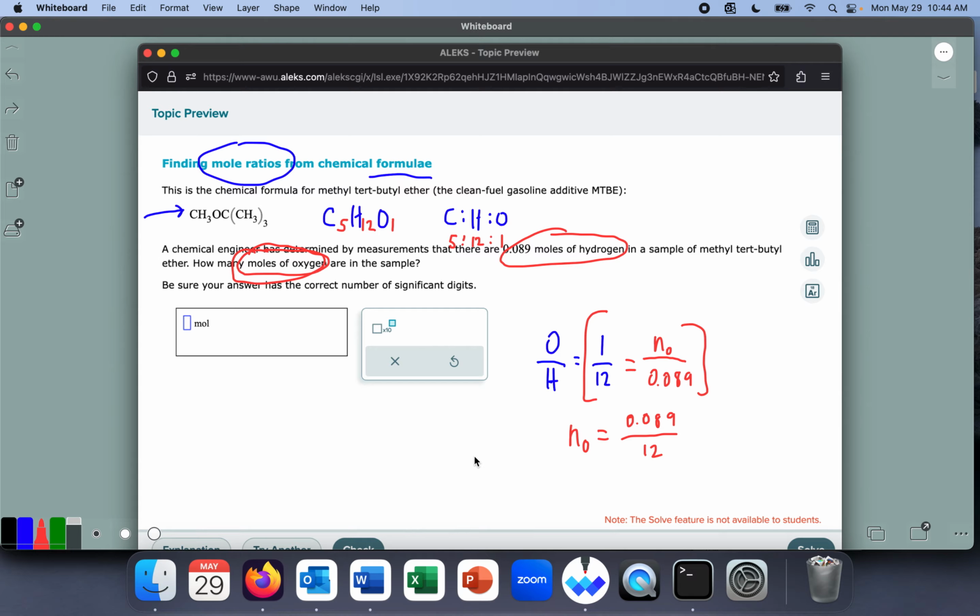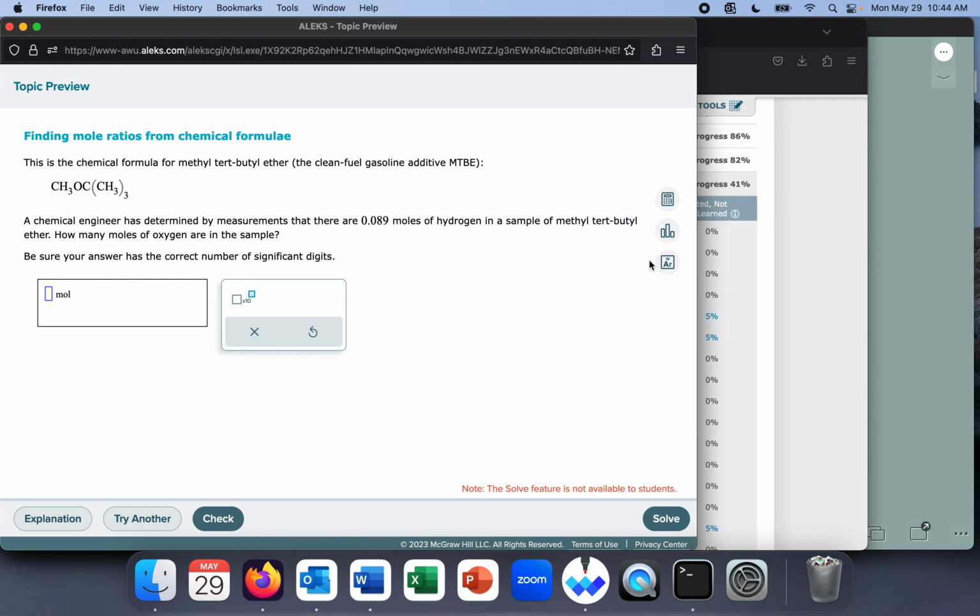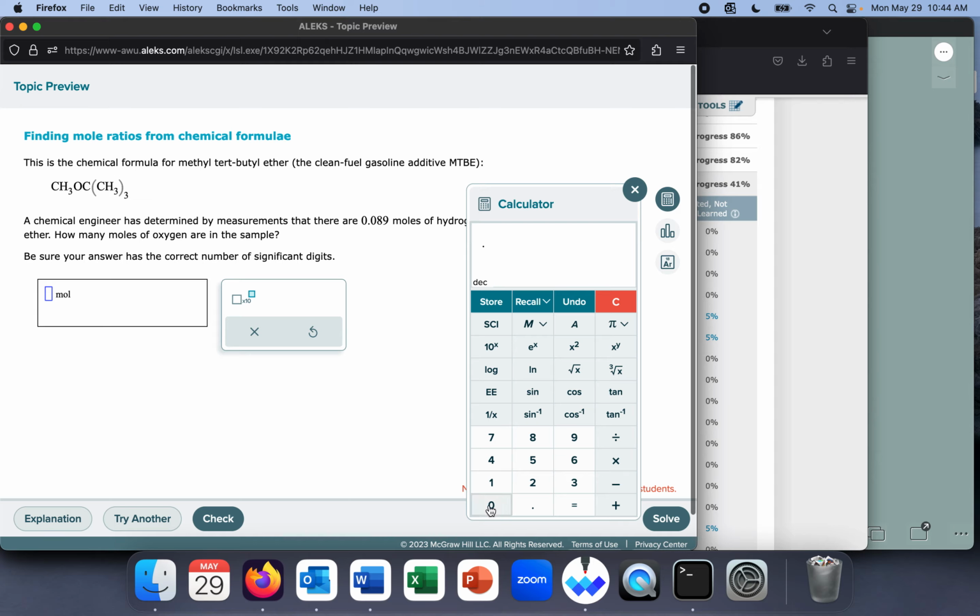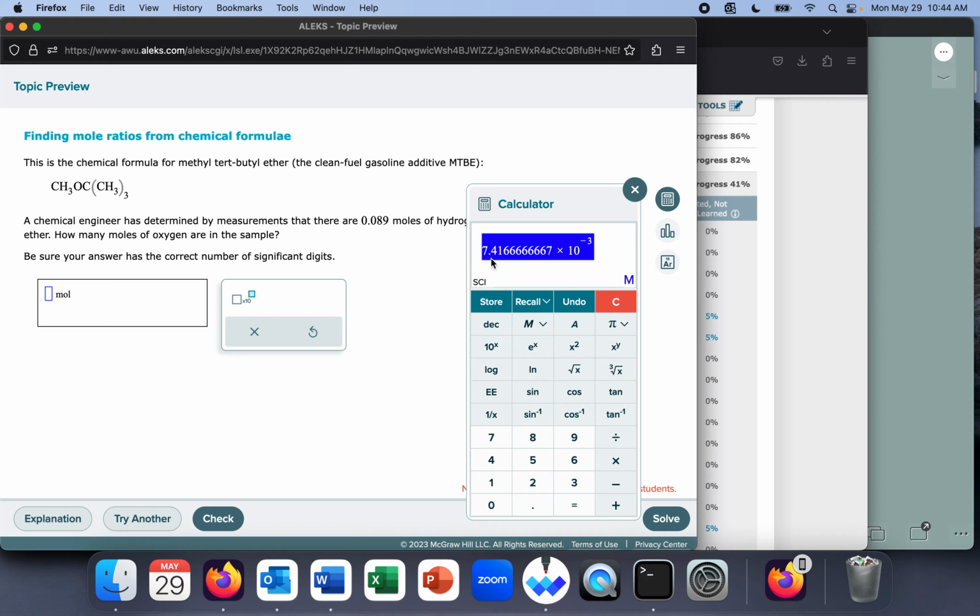I'm going to get my ALEKS calculator. Let me go back over to ALEKS real quickly here, because I love this ALEKS calculator. 0.089 divided by 12 equals 0.0074. Store. Let's rewrite that in scientific notation. Oh, look at this button here. See that? Scientific notation? Okay, let's rewrite that in scientific notation. It's 7.42 times 10 to the minus 3.